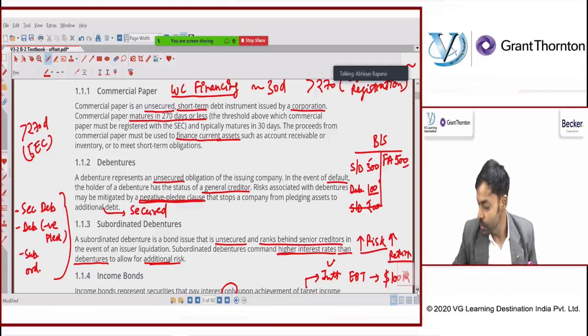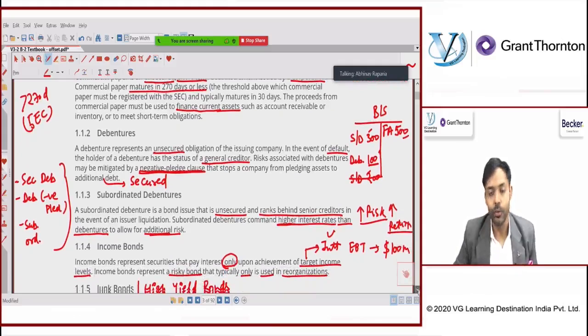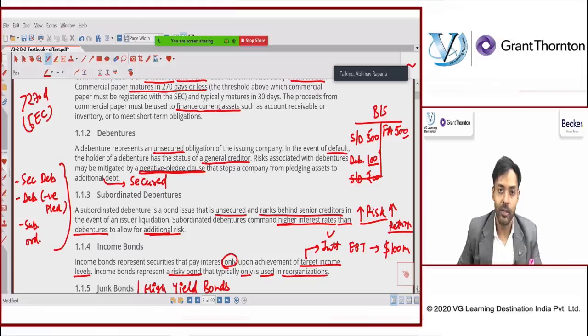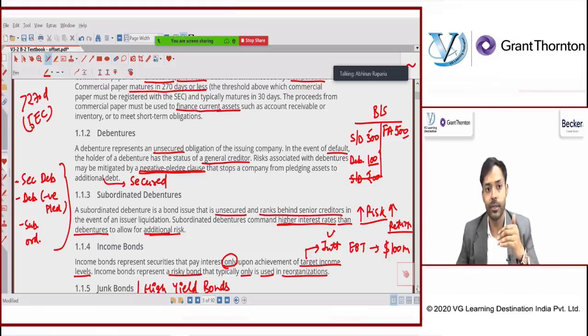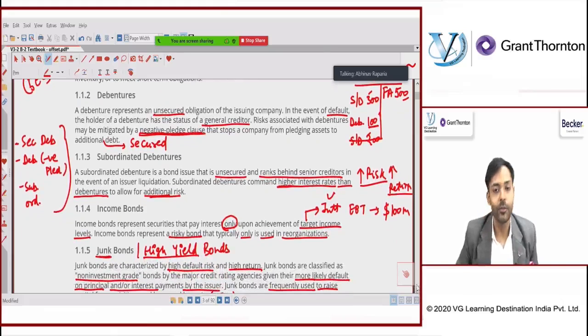Then we have done the income bonds. What are income bonds? An income bond is something on which you get interest only after you satisfy a target income, right? This is generally issued in case of a reorganization. So for example, you have achieved the target of $100 million, only then you can get that interest amount, right? So it is generally used for reorganization. And then we have done the junk bond. Junk bonds are generally issued by corporations which are not in great shape. These are also called high yield bonds. It is a non-investment grade category. This is generally used in case of an LBO or a restructuring.